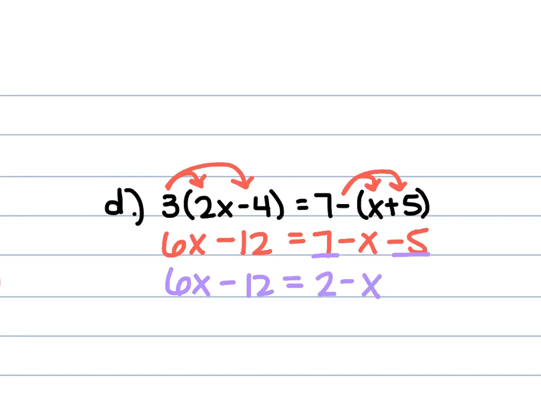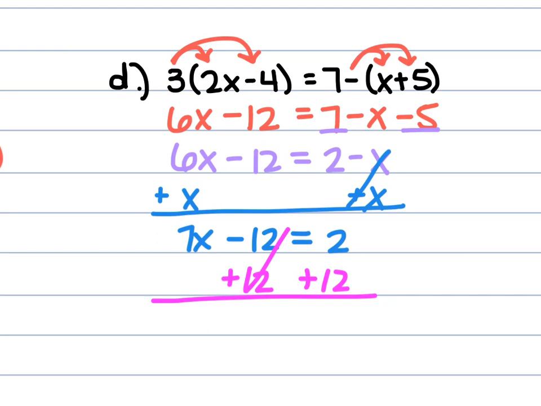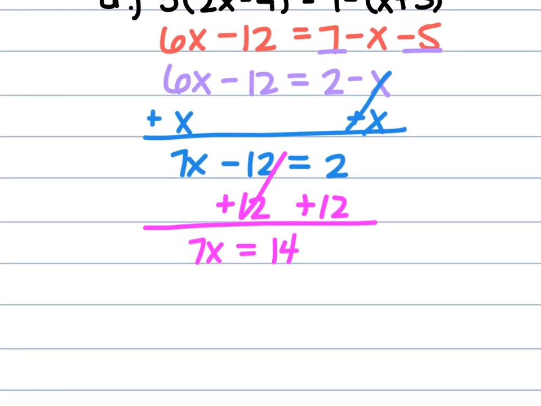I want to move that negative x over to my 6x, so that way my x stays positive. I'm going to get 7x minus 12 is equal to 2. Now I want to move that 12 over by adding it to both sides. I get 7x is equal to 14. And now I'm going to divide each side by 7 and get x is equal to 2.